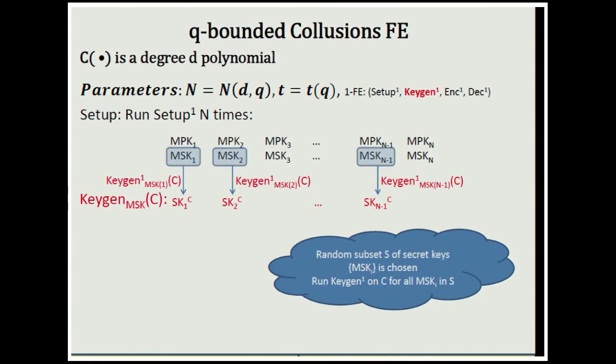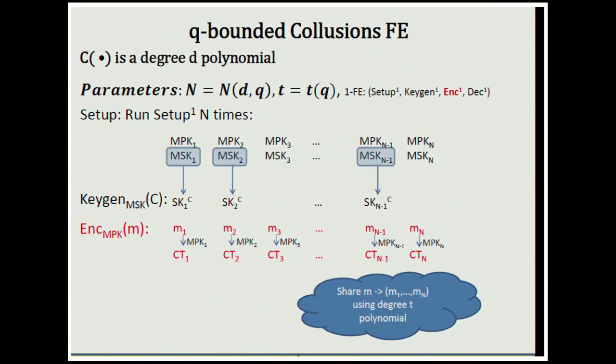So the second step, let's look at the key generation algorithm. Well, the key generation algorithm is given a circuit C. The first thing it does is choose a random subset of the secret keys that it's going to use. Now, for each one of the secret keys, it's going to run the key generation algorithm for the same circuit for one query function encryption in order to get a secret key. And what it outputs at the end is a collection of all the secret keys. Now, the number of secret keys I'm going to set in a minute, and you'll see what it should be.